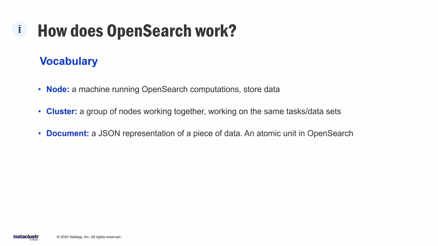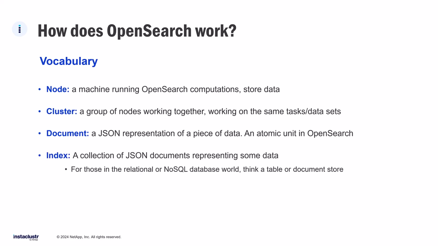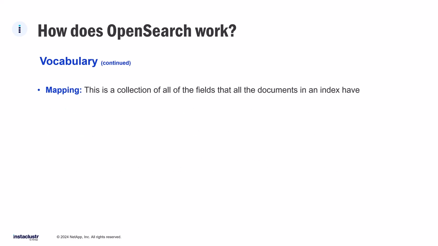A document in OpenSearch is the atomic unit of data stored. It is a JSON representation of a piece of data. An index is a collection of JSON documents representing some data. For those in the relational or NoSQL database world, think of tables or document stores. Mappings are a collection of fields that the documents in an index have. For instance, each document could have a time-created mapping for the time it was created.